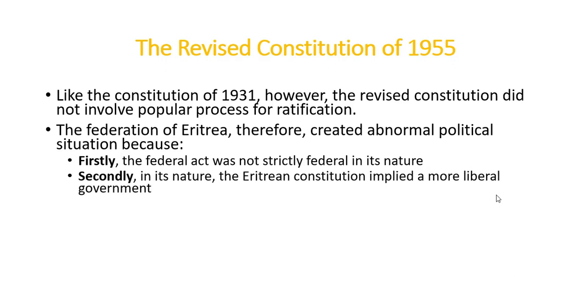The second abnormal situation is that in its nature, the Eritrean constitution implied a more liberal government that incorporates some elements of democratic society as a result of their colonial tradition. There were quasi political and religious groups in Eritrea, while in Ethiopia, political grouping outside the royal crown was a personal offense to the emperor, therefore illegal. Thus, the emperor saw it necessary to settle this political abnormality by granting the revised constitution in 1955.